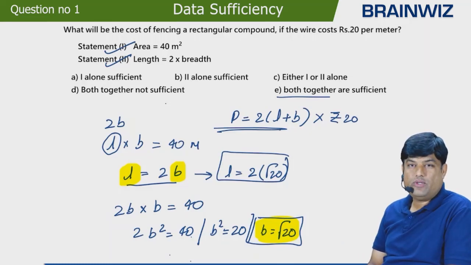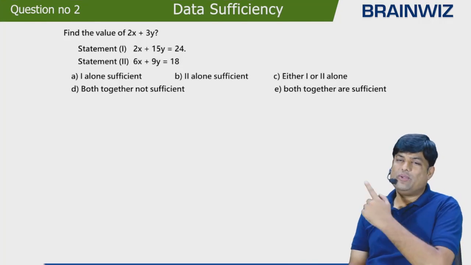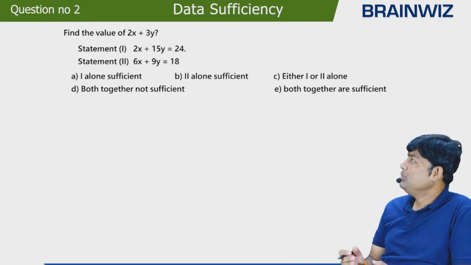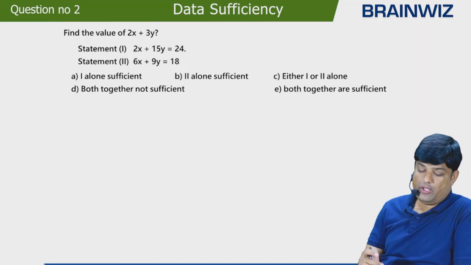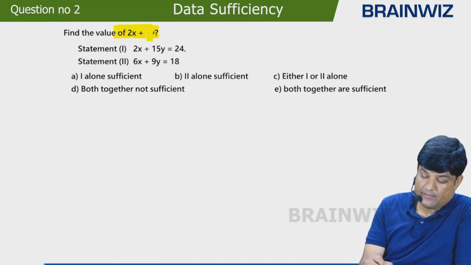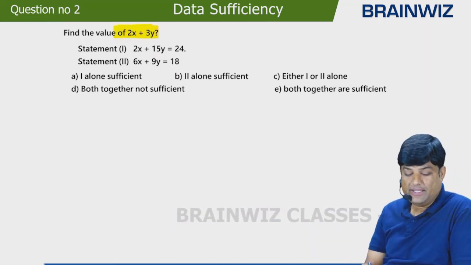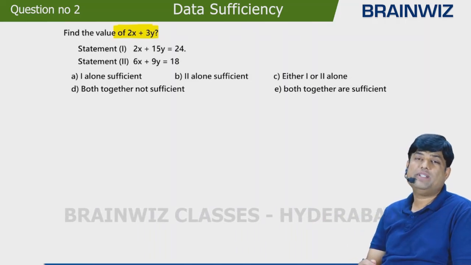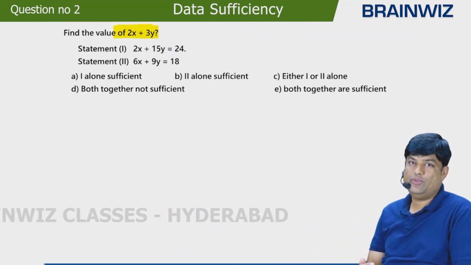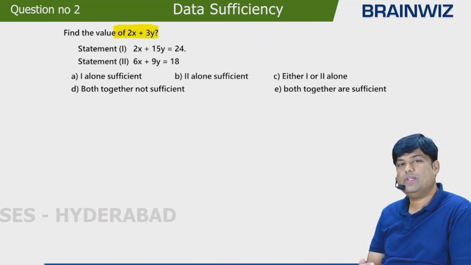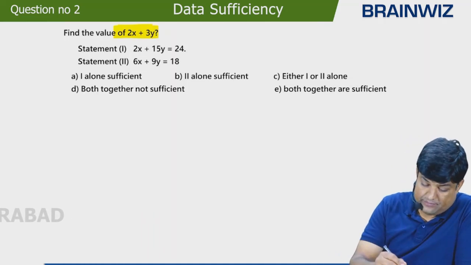Let's try to move forward to the next question. Students, this question is given in eLitmus. Two equations are given to you. In order to find the value of 2x plus 3y, he gave you two statements. Which statement is sufficient to answer? We don't know, so let's move forward and check it out here.